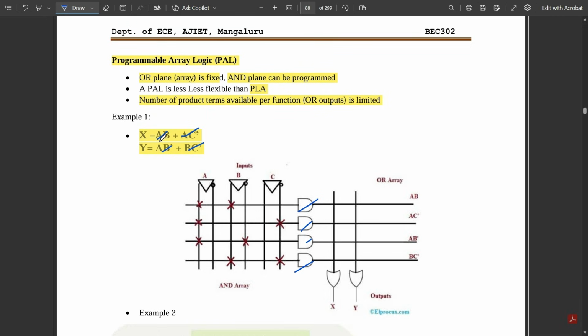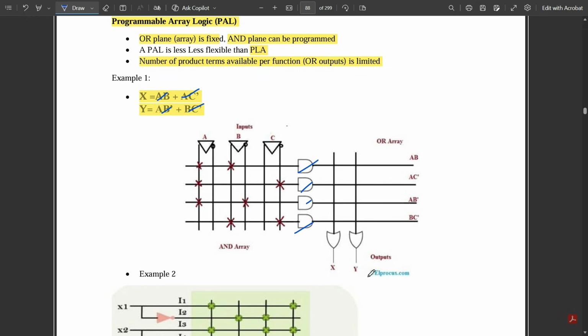The first AND gate is AB, right? So take AB and connect it here. Next we are having AC dash. Next is AB dash and next is BC dash. Okay, like this you give the connection. After that, stretch this here and then put the vertical connections to intersect the terms here, and then you put the two OR gates X and Y. Okay, so this is the AND array and OR array.